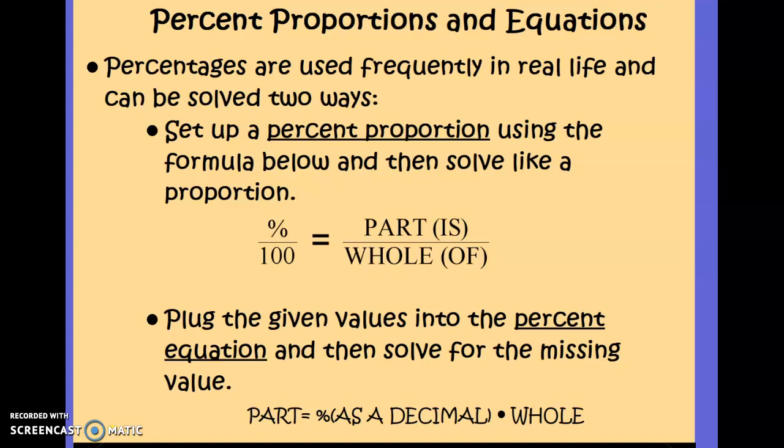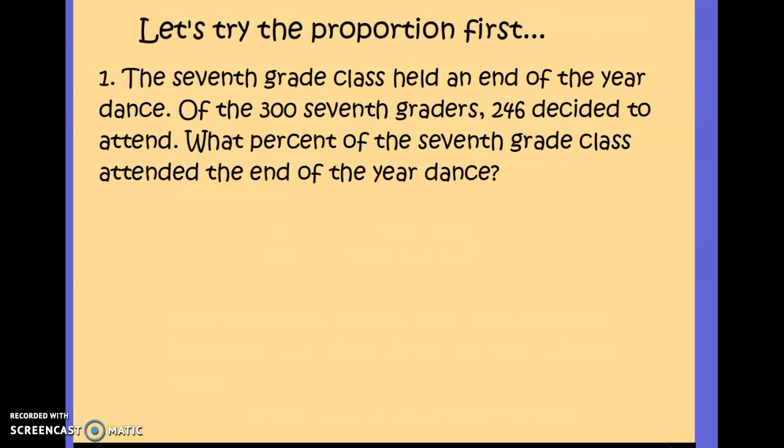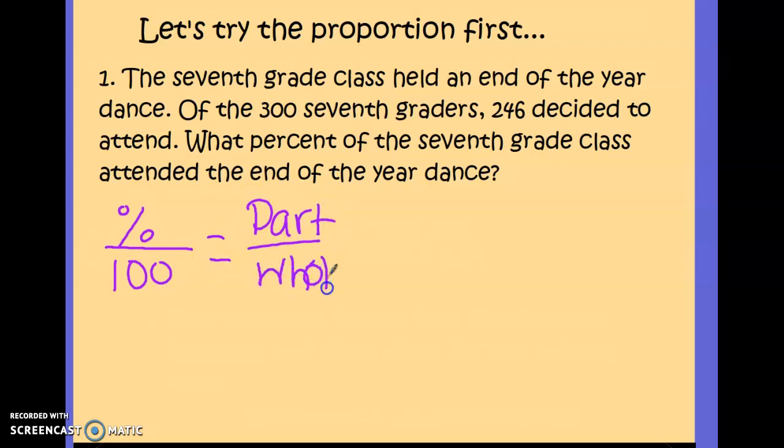Let's go ahead and take a look at our first example. The 7th grade class held an end-of-the-year dance. Of the 300 7th graders, 246 decided to attend. What percent of the 7th grade class attended the end of the year dance? We just said the way that we're going to set this up is our percent out of 100 is equal to our part out of our whole. So we just plug the numbers into this.